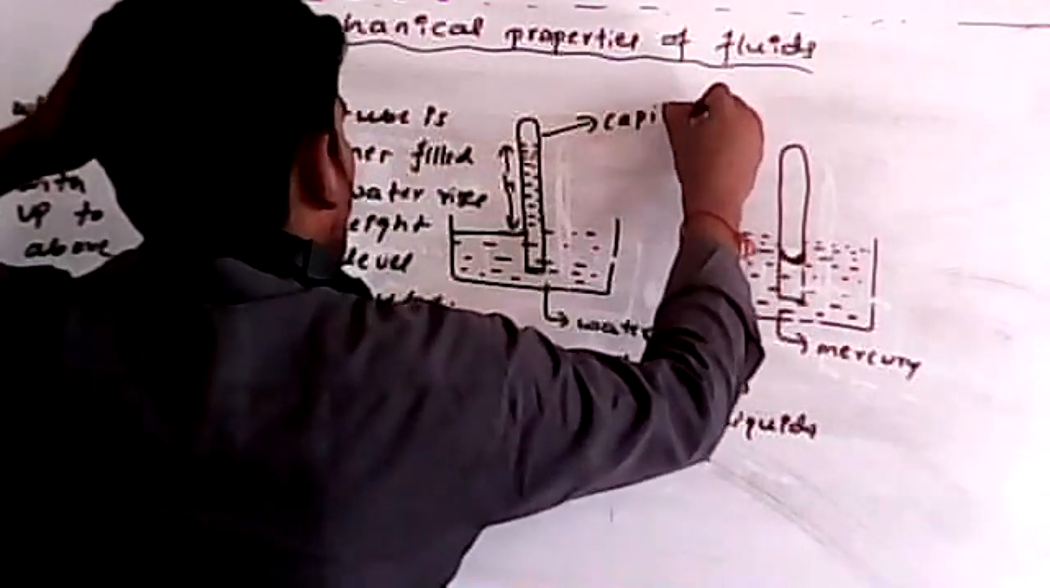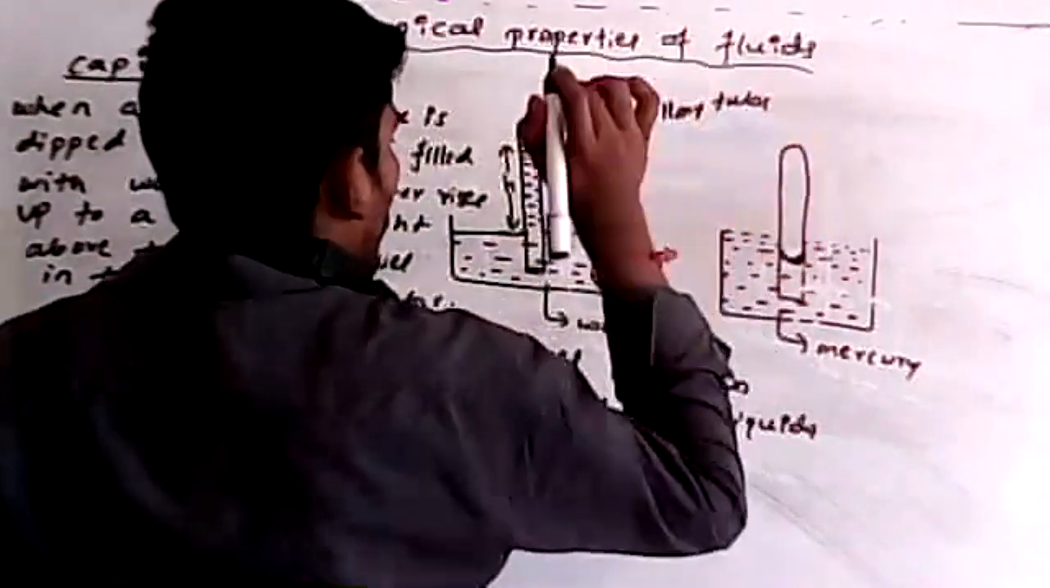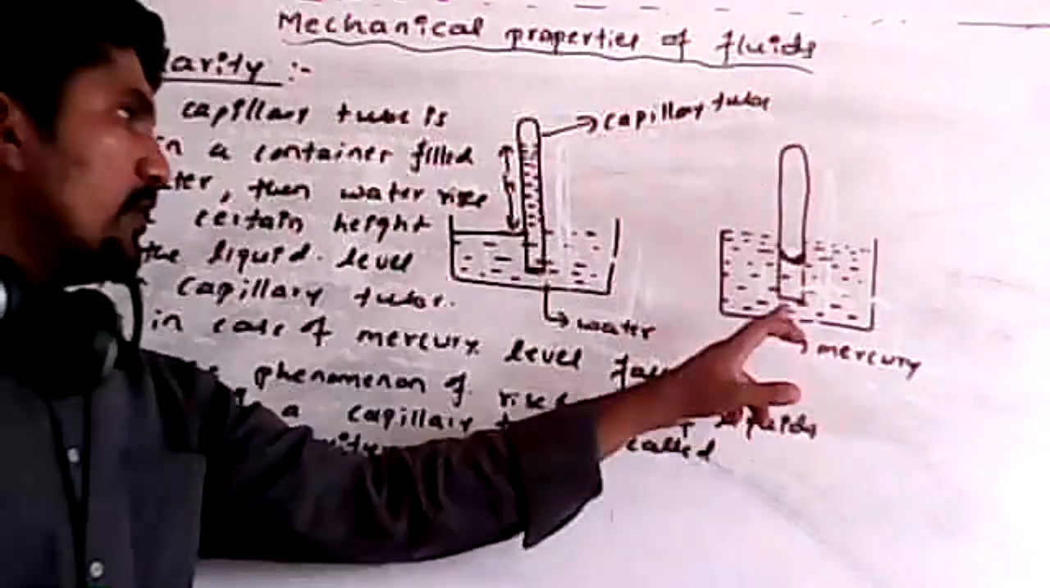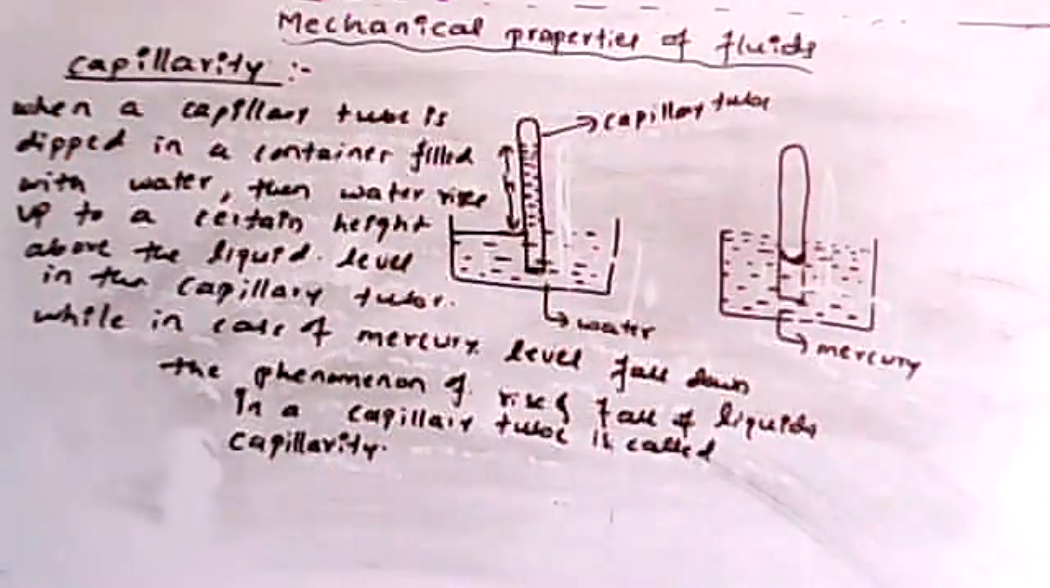Capillary tube, this is also a capillary tube. Here we are going to use mercury, here we are going to use water, that's it. This is the definition. So simple, the definition I have written.